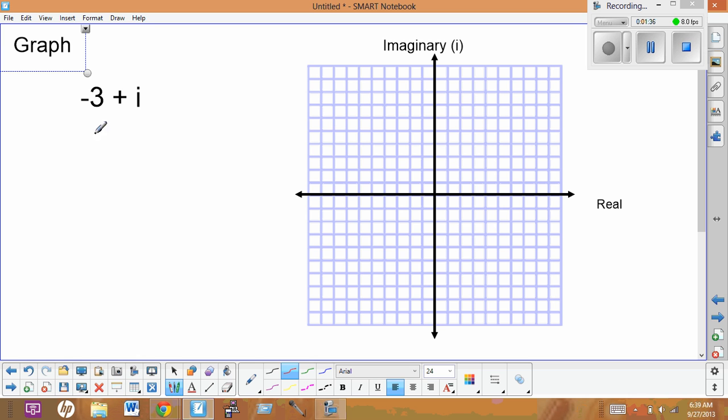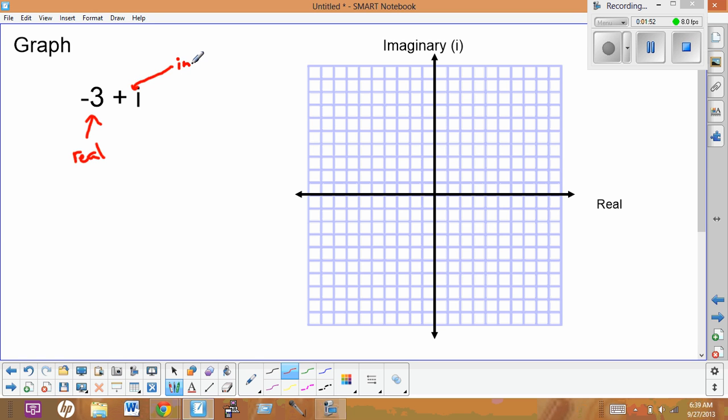So the first thing we want to do is identify the real number. There's our real. Remember, in a complex number, the first number is the real number. And then we want to identify the coefficient on the imaginary number. The imaginary number in this case is simply just i. So we are looking at the coefficient in front of i, which is simply just going to be a 1.